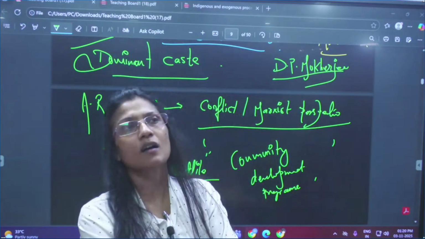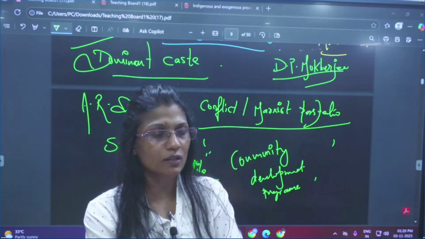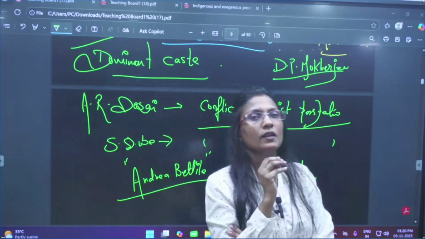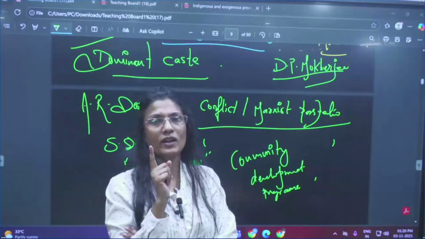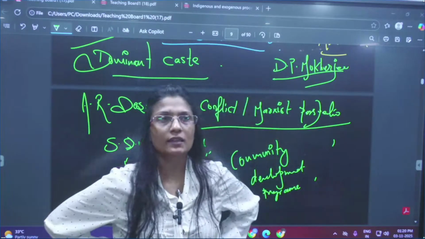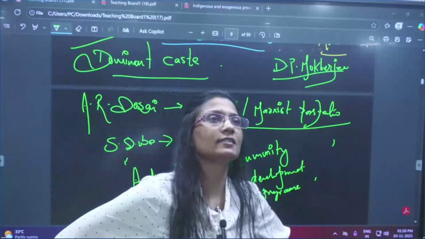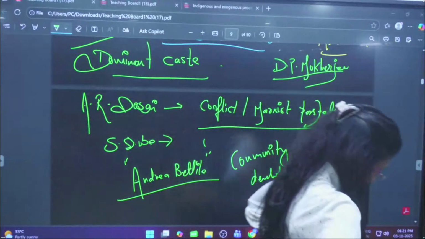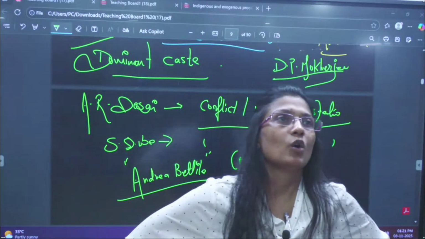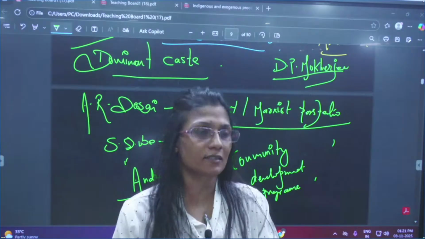The Balwant Rai Mehta Committee always acts as a landmark whenever we are talking about changes in the villages. The committee had two objectives. One is democratic decentralization and local participation in the planned development programs of the rural communities. So we can see that the policymakers wanted local participation.